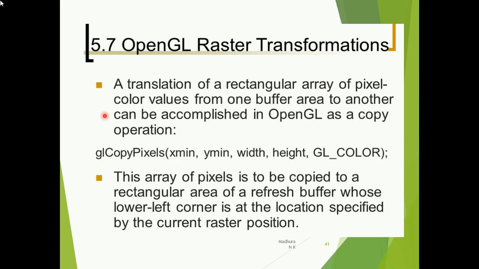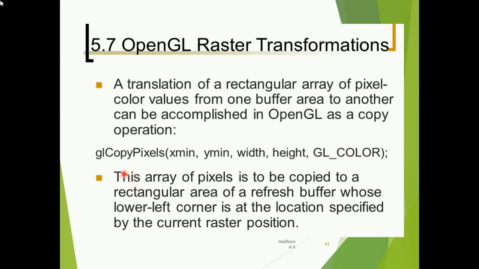You are actually copying the array of pixel information or array of pixel color values to another location in the same frame buffer. So to translate any object, you have to copy the pixels initially. That is accomplished with the help of certain operations. To accomplish this operation, we have an OpenGL function called glCopyPixels(xmin, ymin, width, height, GL_COLOR).